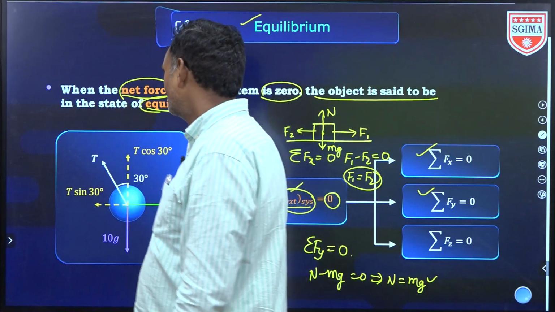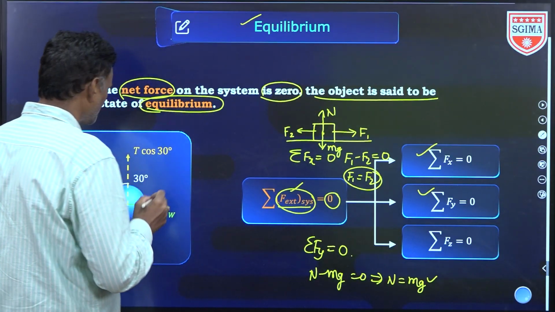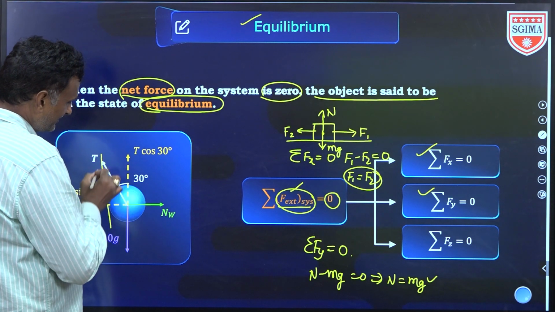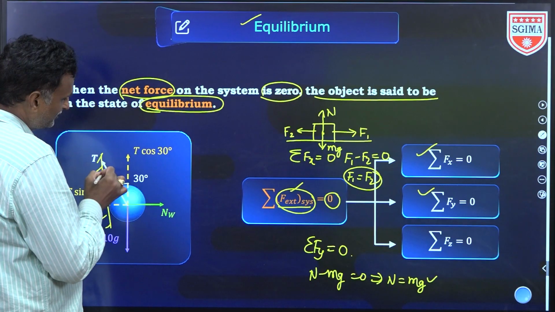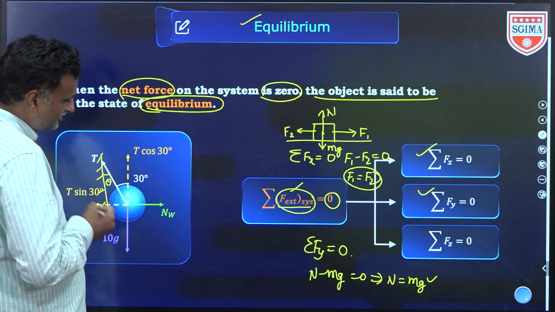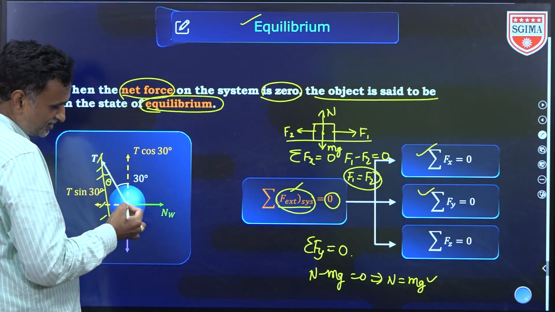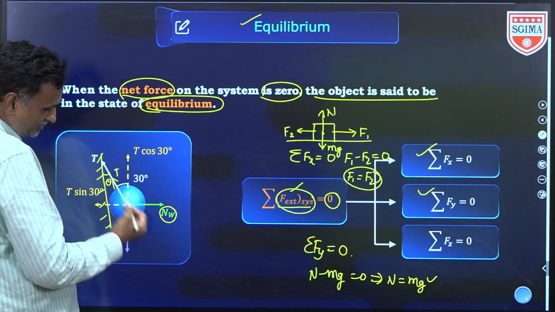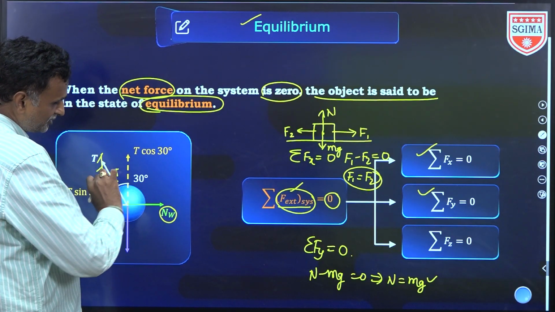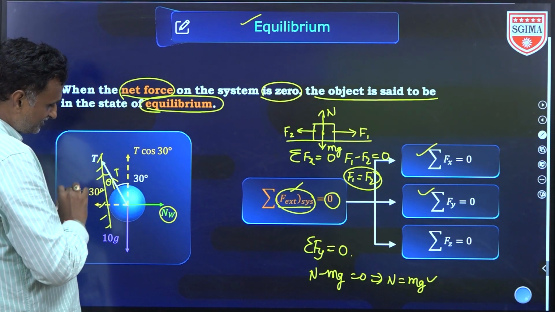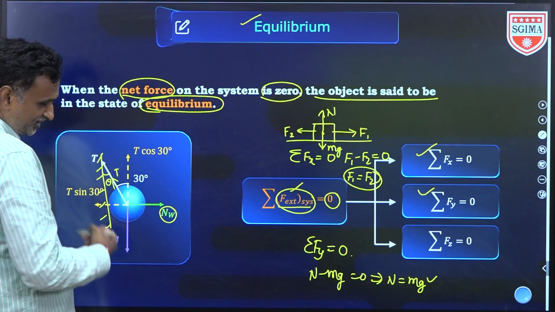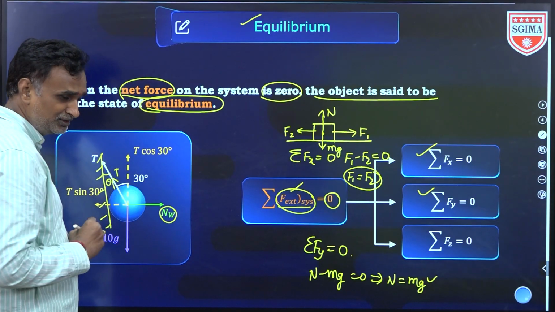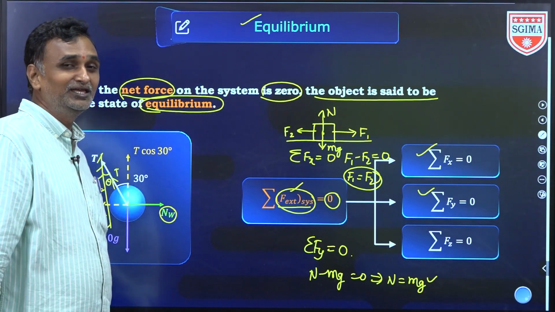So, its original diagram must look like this one. Here it is the suspension point, here it is the wall, and it makes some angle. Then the wall exerts a normal force on the block to the right side, and the string exerts a tension force upward. So, the tension components are T cos 30 because theta is 30, and T sin 30 to the left side. So, it is not moving along the x-axis, and it is also not moving along the y-axis. Then it is said to be in equilibrium.